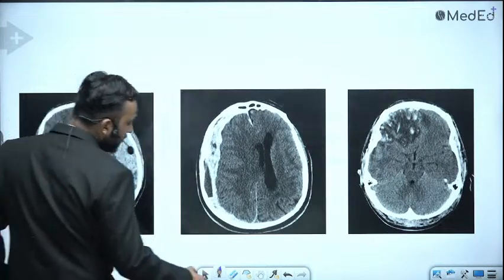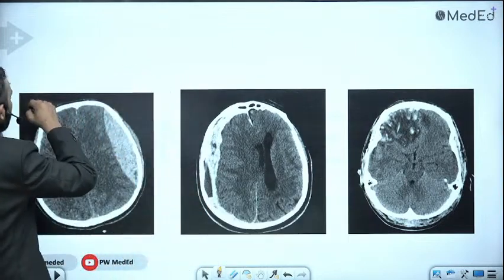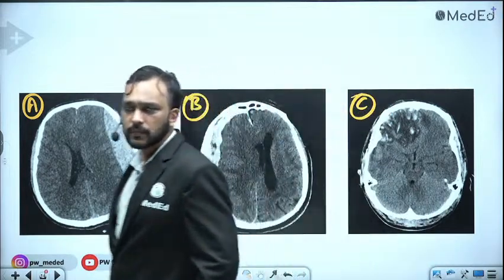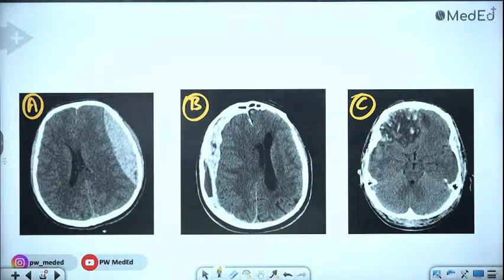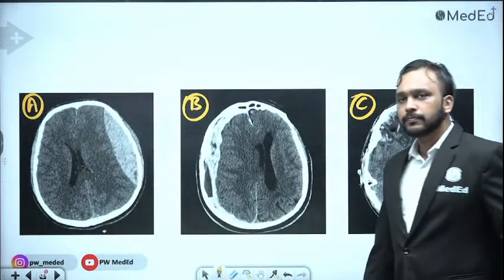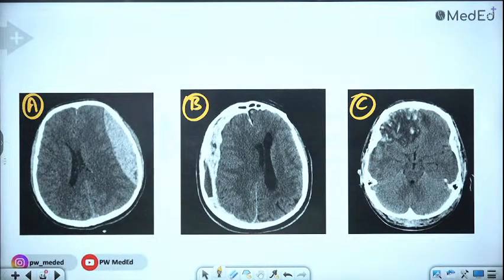So guys, here are three images for you. We have discussed the section of imaging in trauma. So I want you guys to identify what is being shown in the images A, B and C. Let us see who is able to identify the images A, B and C. Come on guys, let us try to identify these three images, right? Anyone who would like to answer? Guess anything, but I want you guys to identify what types of bleeds you are able to see in these three images.